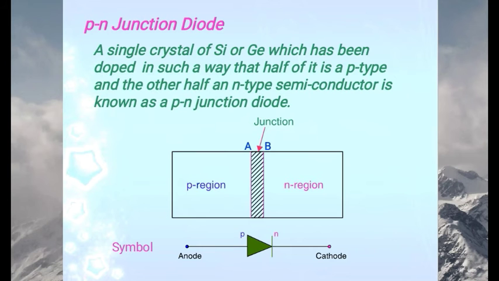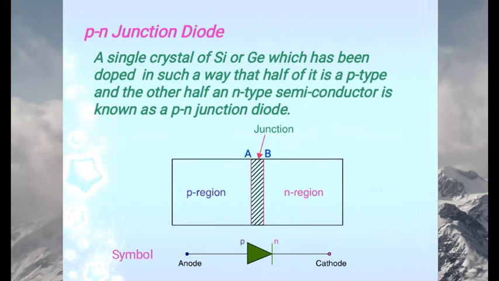PN junction diode: a single crystal of silicon or germanium which has been doped in such a way that half of it is p-type and the other half is n-type semiconductor is known as a PN junction diode. In other words, the joining of an n-type semiconductor and a p-type semiconductor is known as a PN junction. This is the symbol of the PN junction.